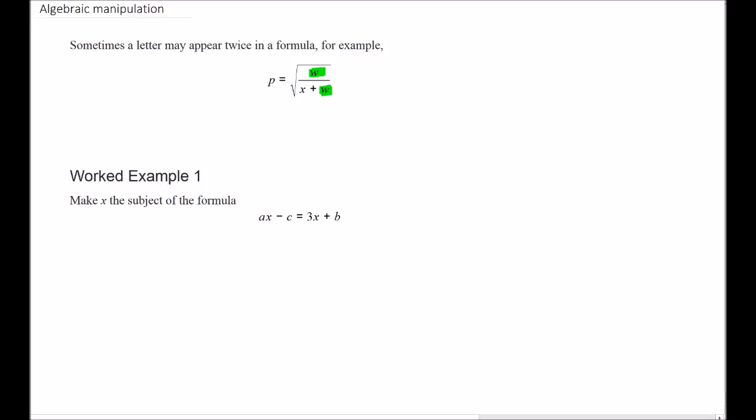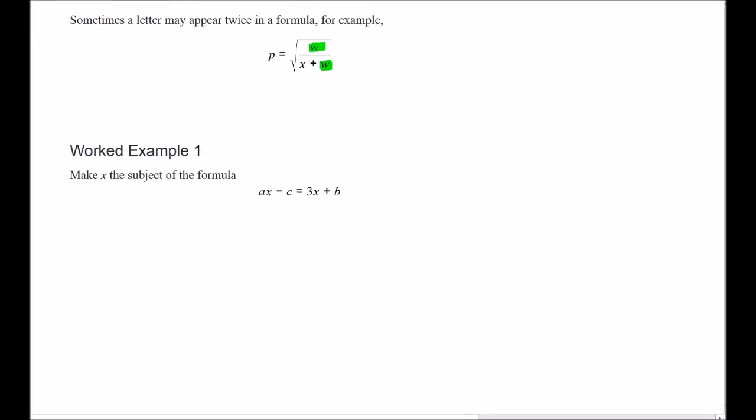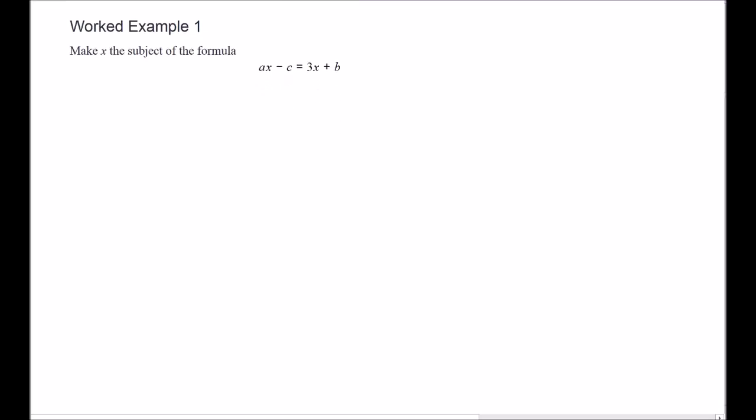Now, if you want to make W the subject of the formula in this case, the key to solving that is going to be using factorization. All right, let's have a look at an example. You have to make x the subject of the formula, and again, you have x twice: ax minus c is equal to 3x plus b.